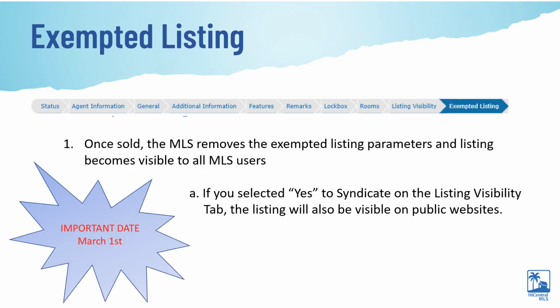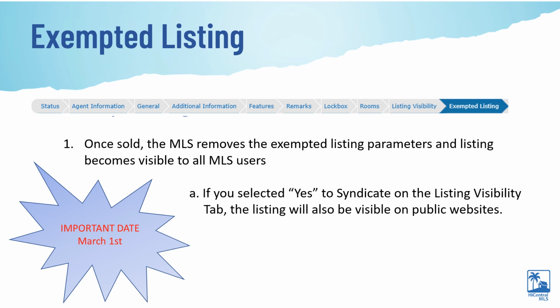Once the listing is changed to sold, it triggers the system to remove the exempted listing parameters, and the sold listing can be viewed across the MLS. Also, if you marked yes to syndicate on the listing visibility tab, the sold listing will also be visible on public websites. Finally, we want to call your attention to an important date.